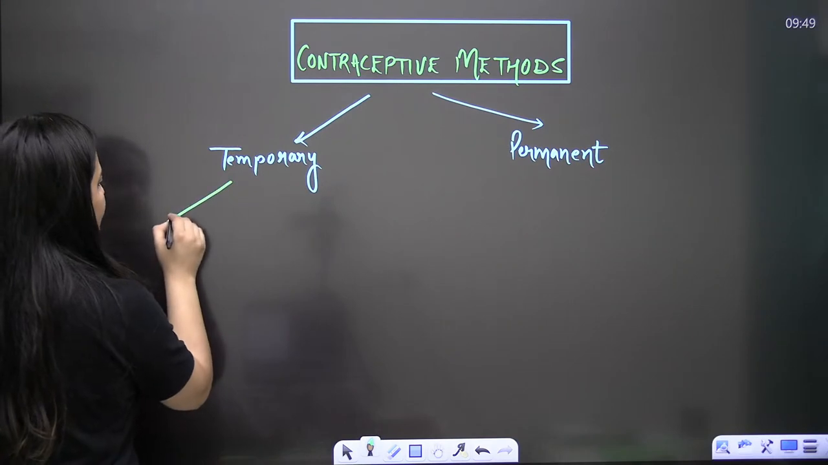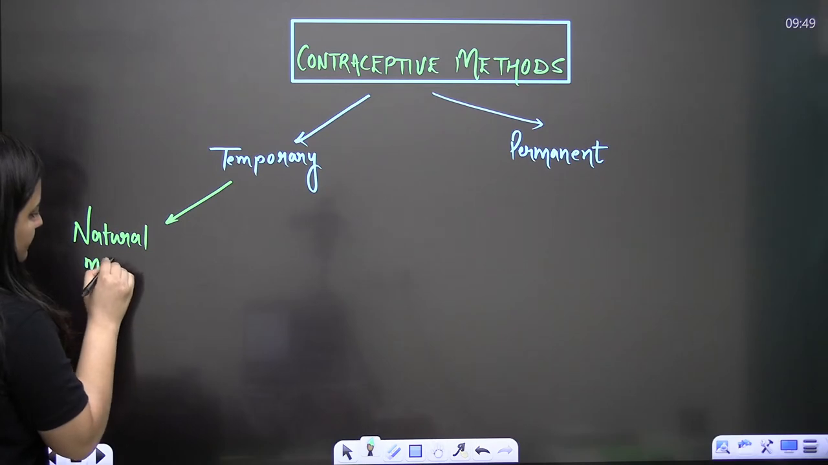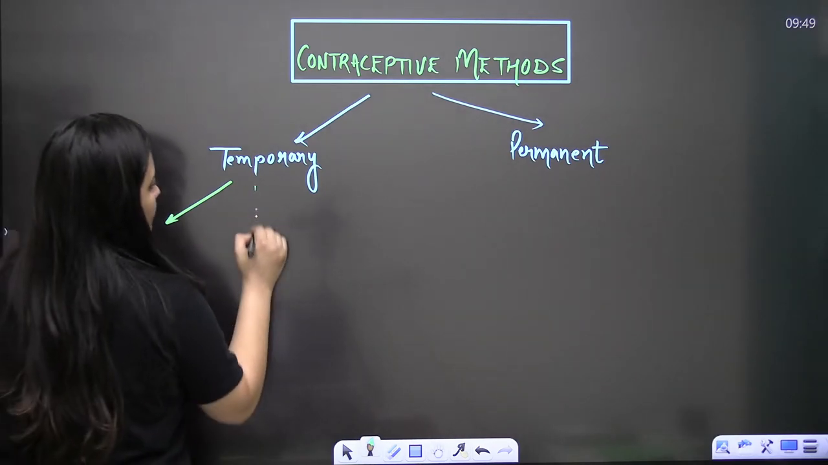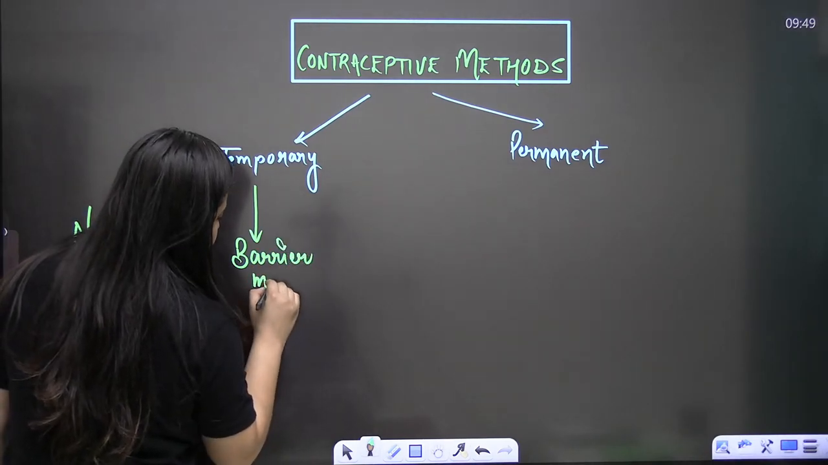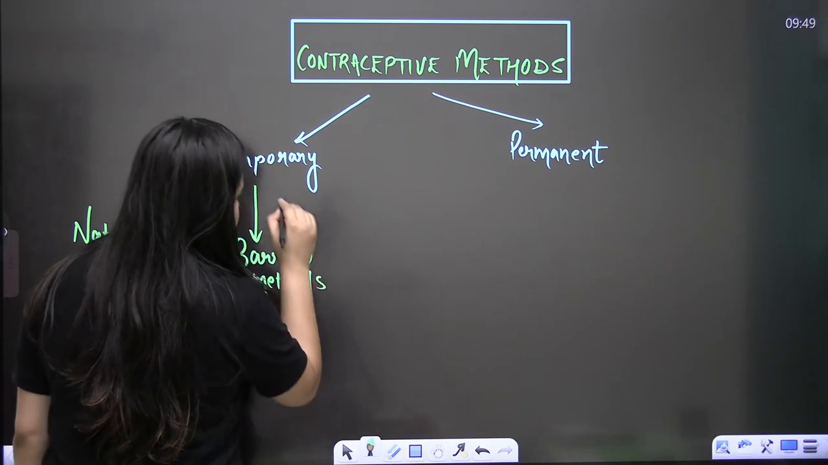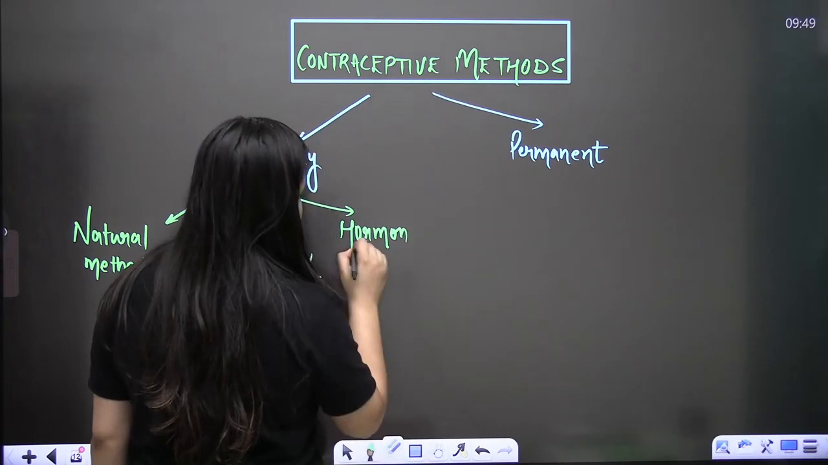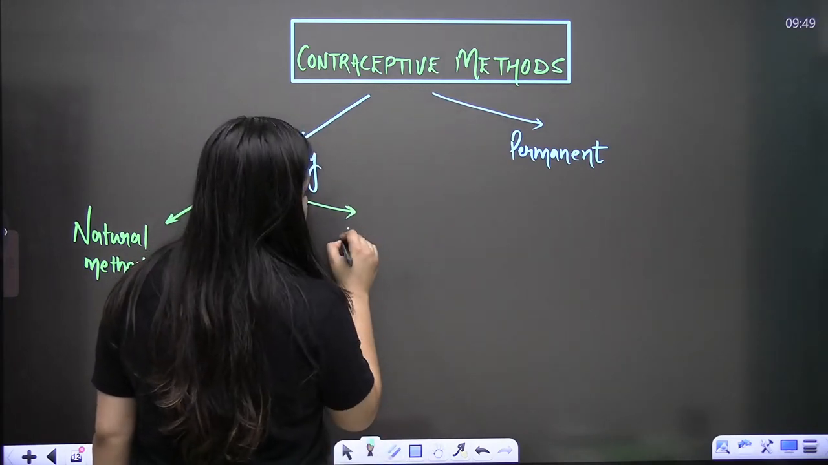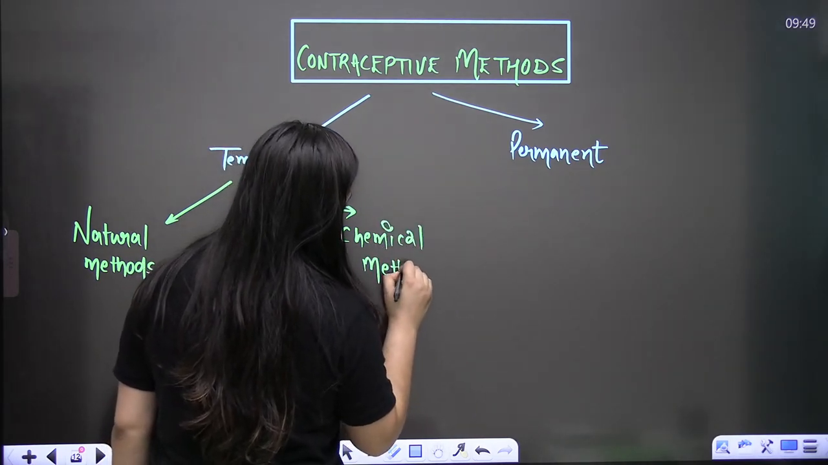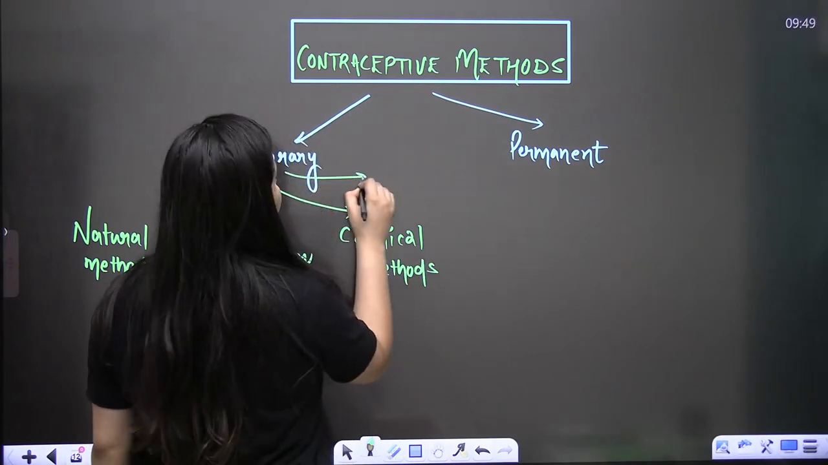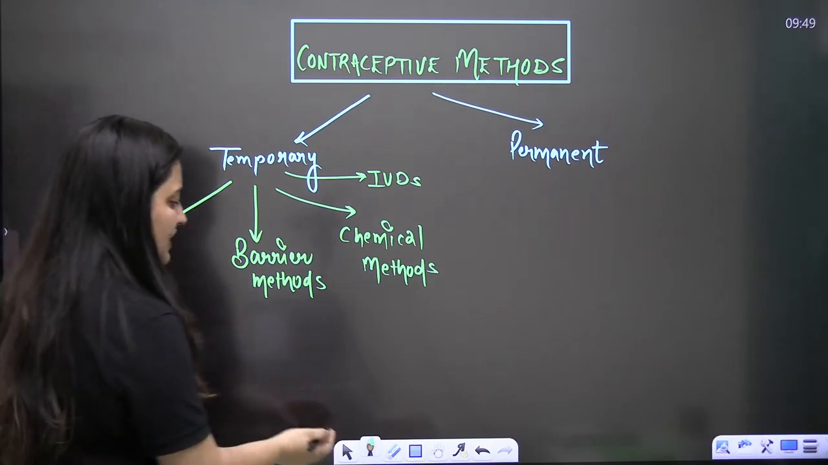When you talk about the temporary methods, we will discuss natural methods, which are most commonly used. Barrier methods are also there, and hormonal or chemical methods. We even talk about the IUDs, which are very important. They are temporary and reversible.